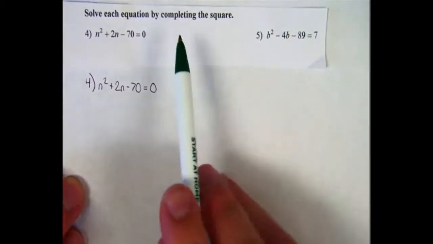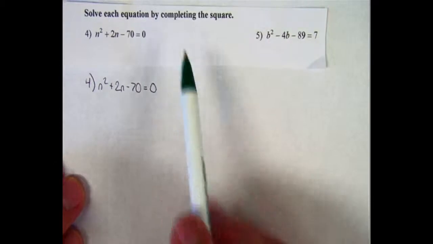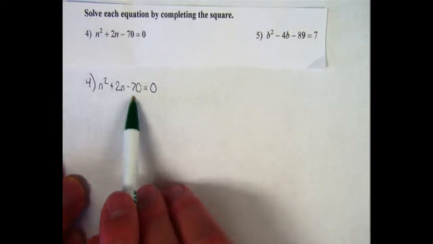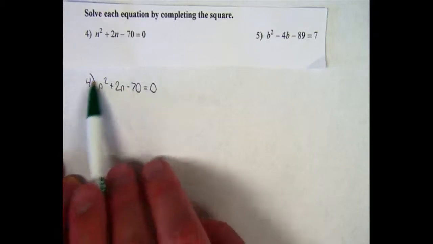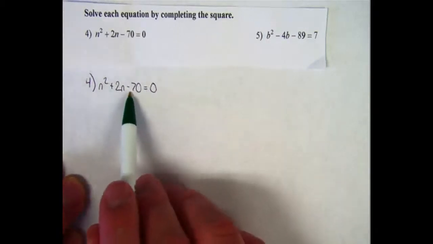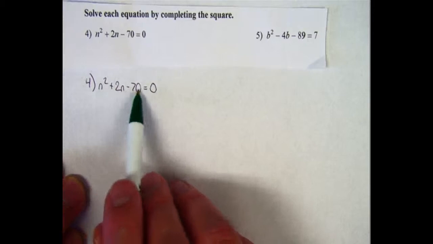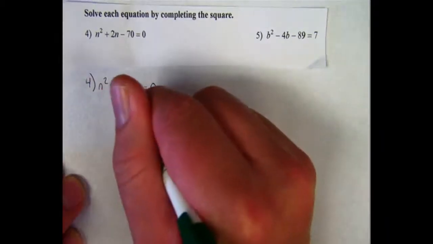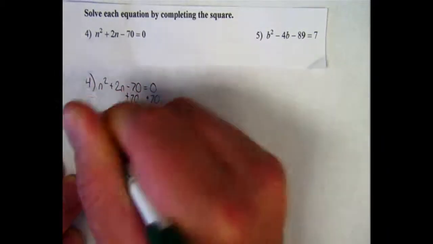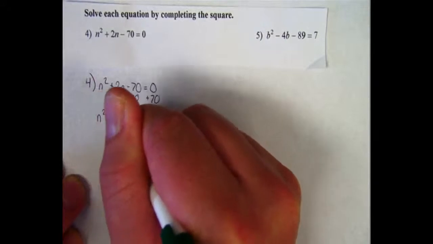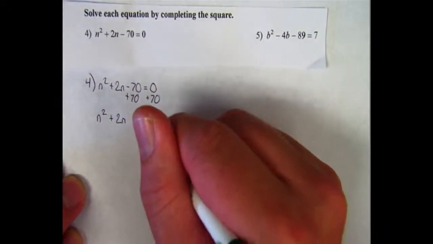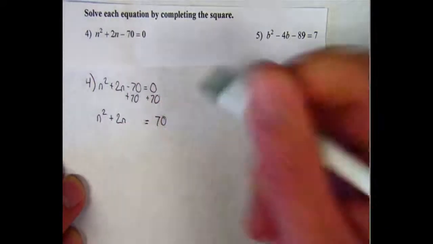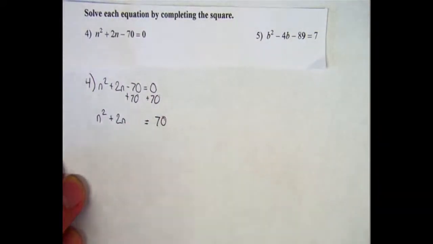And now what we want to do when we're completing the square, we want to take the number that's by itself and move it to the opposite side of where all the variables are. So here I've got the negative 70 on the same side as the variables. I'm going to move it to the other side, so that means adding 70. And so that gets me n squared plus 2n, and now I'm going to leave some space here, equals 70. I've just left that space there because we're going to add something to that in just a moment.